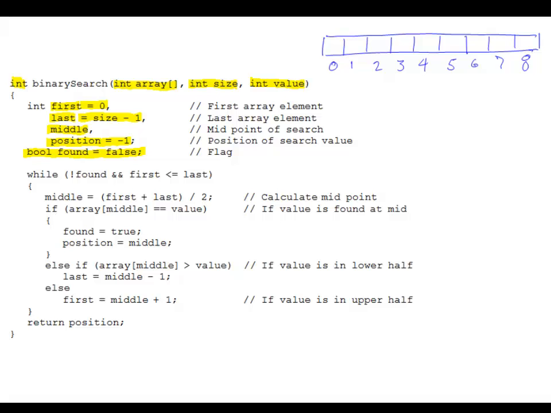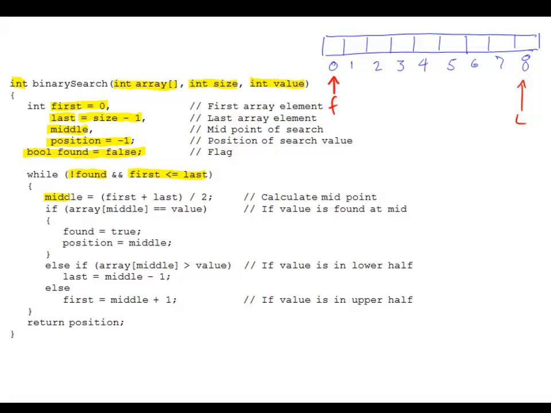So let's say that this array that I've sketched out, this is the array that I've passed to the function. After we've defined the local variables, the first variable will be set to 0, and so it marks the first element in the part of the array that we're searching. The last variable will be set to 8, and it marks the last element in the part of the array that we are searching. The while loop will iterate as long as found is not true, in other words, as long as we have not found the value in the array, and as long as first is less than or equal to last. If first is less than or equal to last, it means that there's still part of the array that hasn't been searched.